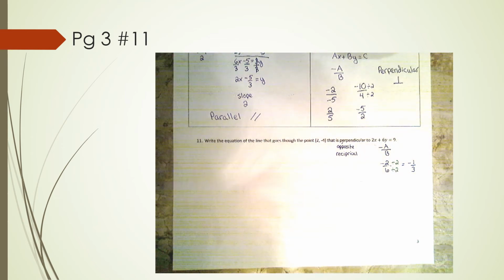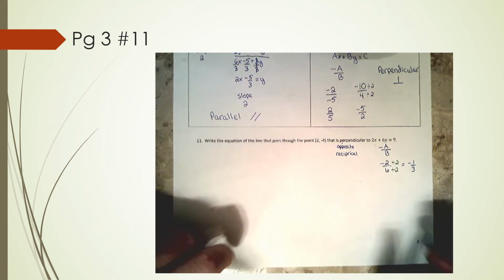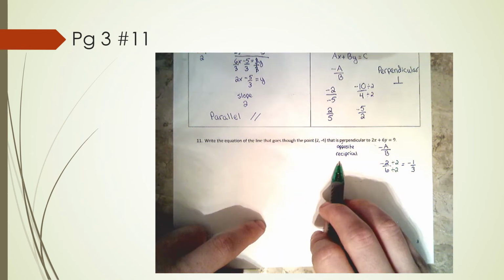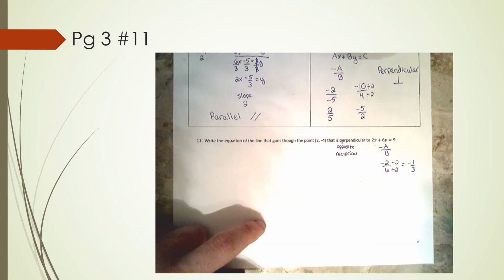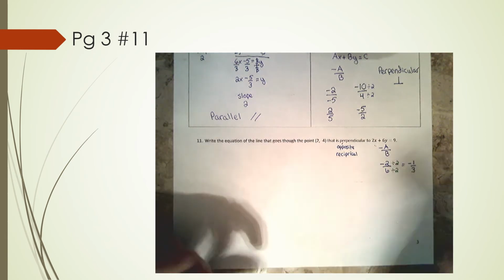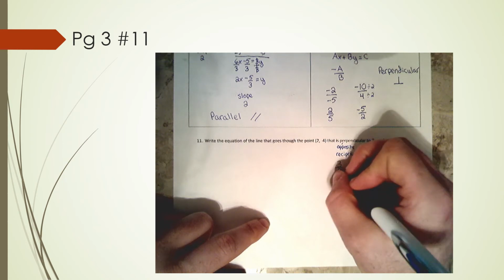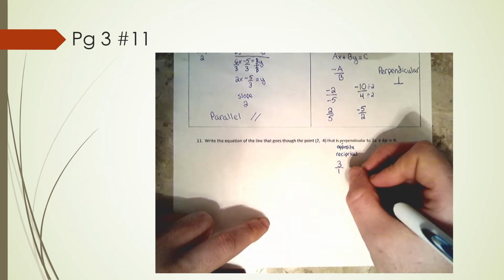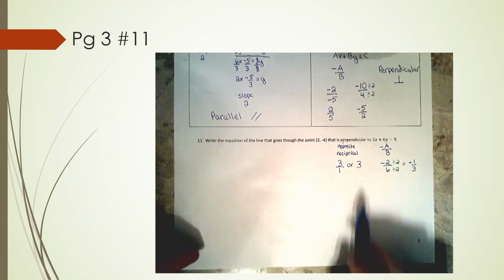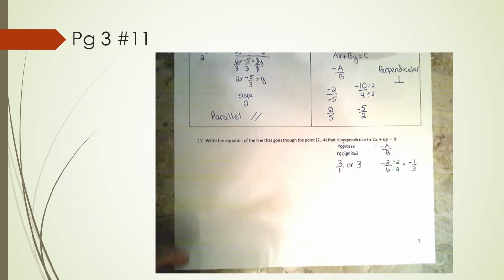So now, if I'm trying to do the opposite reciprocal, because I'm trying to make a new equation that is perpendicular, opposite tells us that I have to change the sign. So it was negative, so I'm going to want a new slope that's positive. Reciprocal tells me I need to flip this fraction. So that means my new slope is going to be 3 over 1, which is the same thing as just 3. So I'm going to be using this slope when I figure out the new equation.